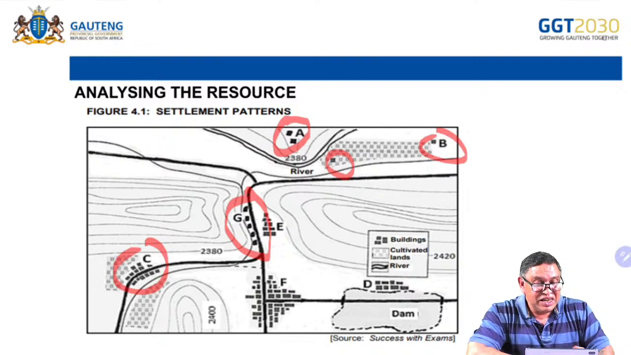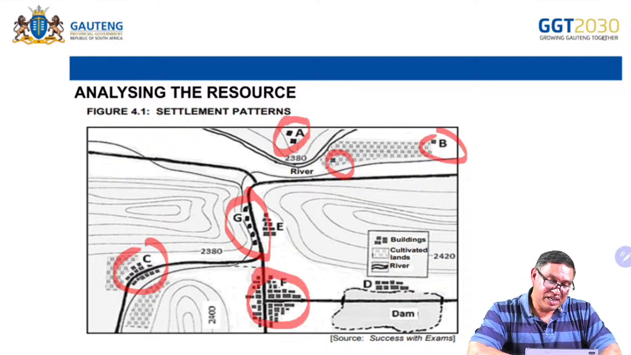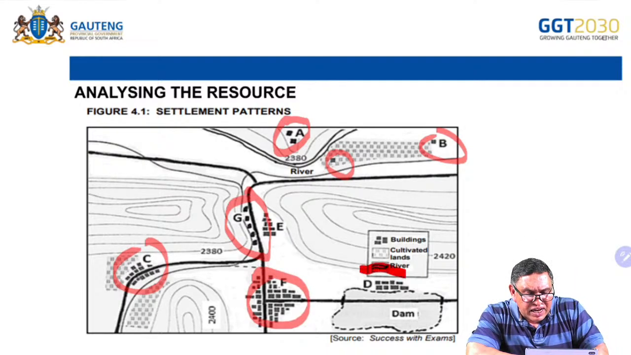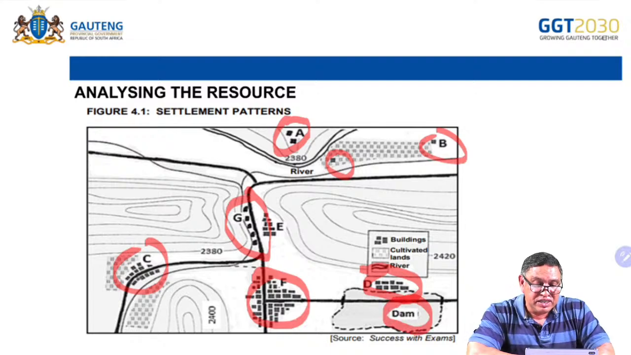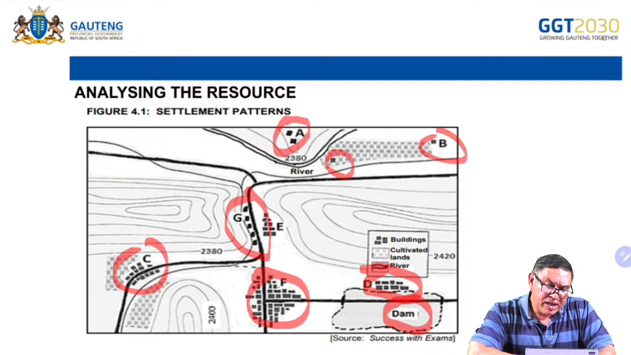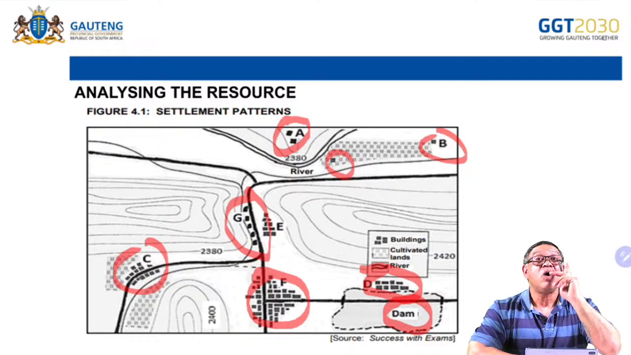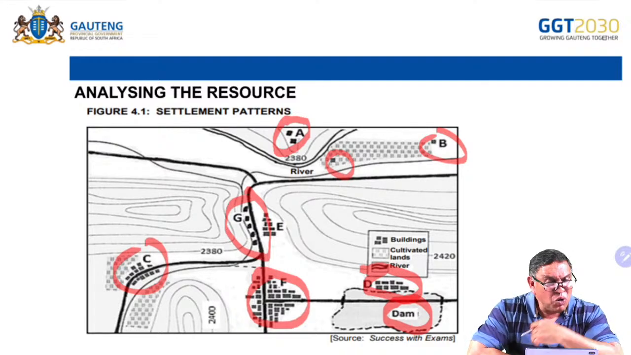Look at C. Look at F. You understand? That seems more like a T shape. Oh, this is near, and the examiner has inserted the word dam. Why? These settlements are near the dam. Oh, it is wet point settlement. So it's about practicing those past papers, learners.